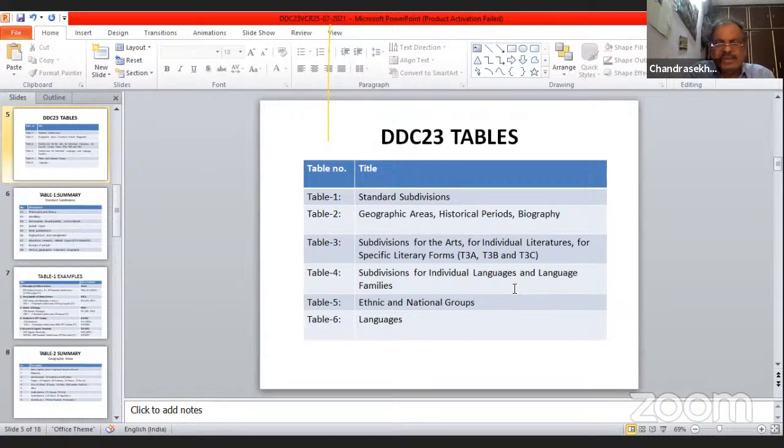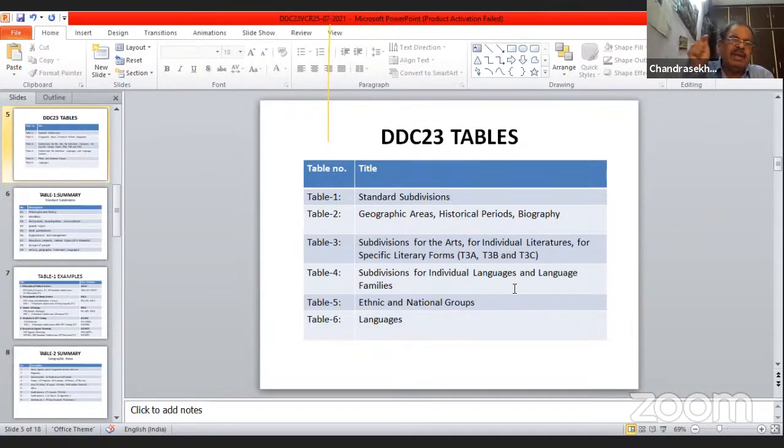Table 2 is areas, geographical areas, different countries. But in every place you cannot give the country number; instead, all the countries are included in table 2. For example, India, America, Russia: each country has a number. India is 54, America is 73, Russia is 47, England is 41, China is 51, Japan is 52. Like that, specific numbers are given for every country, included in table 2.